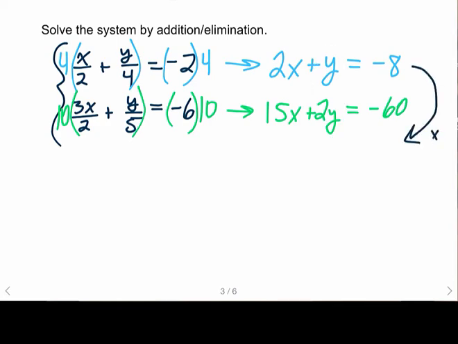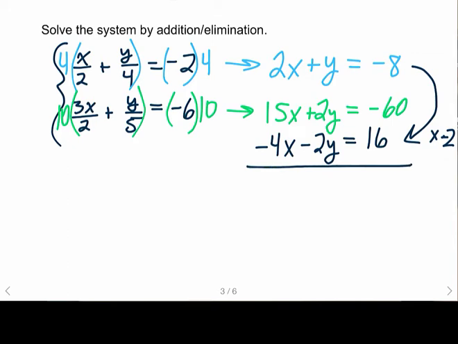So if I multiply that first equation by negative 2, I will be adding 15x plus 2y equals negative 60, and then the result of multiplying, negative 4x minus 2y equals 16. I'll be adding those two equations together. When I do, the y terms subtract out, and I have 11x is equal to negative 44. Dividing by 11 gives me that x is equal to negative 4.